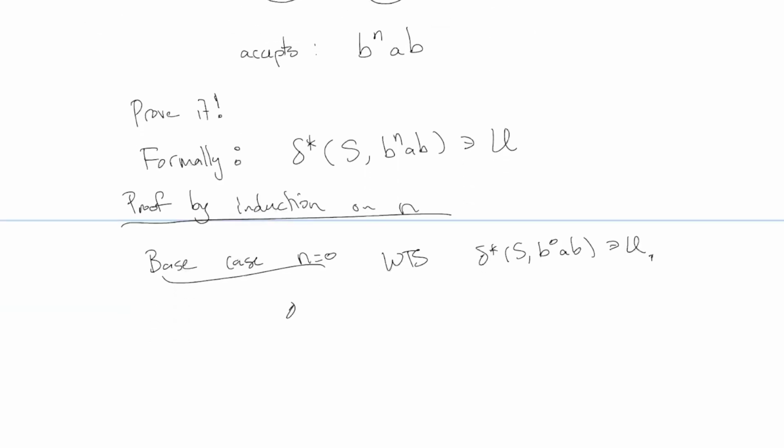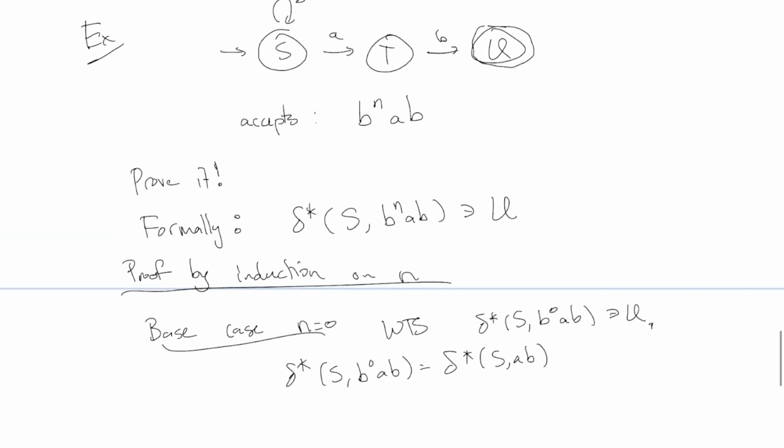And what does that mean? Delta star of S, B to the 0, A, B, of course, is equal to delta star of S and A, B. And what is delta star of S and A, B? Well, you look at the diagram. Starting in state S, if you do A followed by B, it is U. Now, technically, this equals the set U.